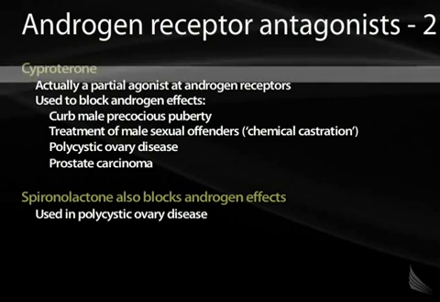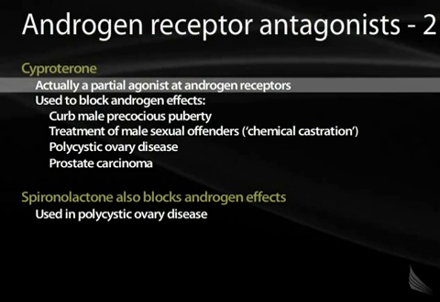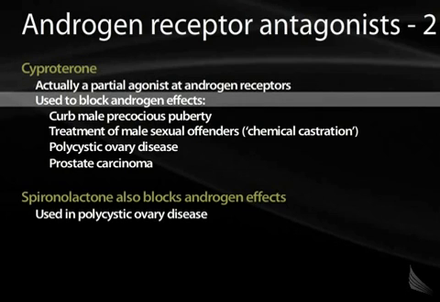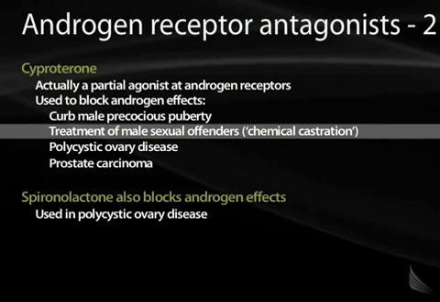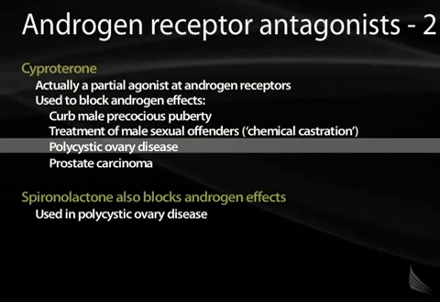Cyproterone is actually a partial agonist that works at androgen receptors in the prostate, and it's used to block androgen effects. And it not only works in prostate cancer, but it also can curb precocious puberty in males. It is also a means for causing chemical castration in sexual offenders, and it can be used in polycystic ovary disease as well as prostate carcinoma.